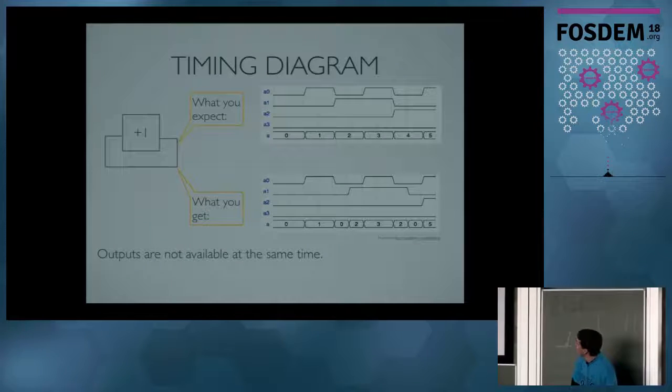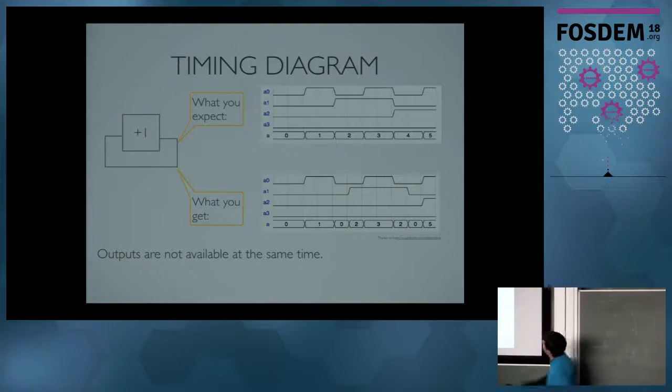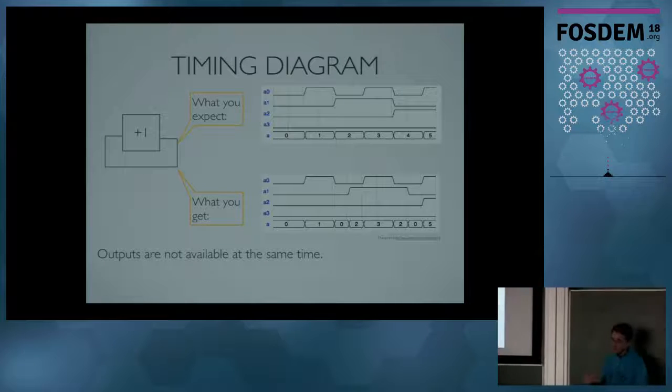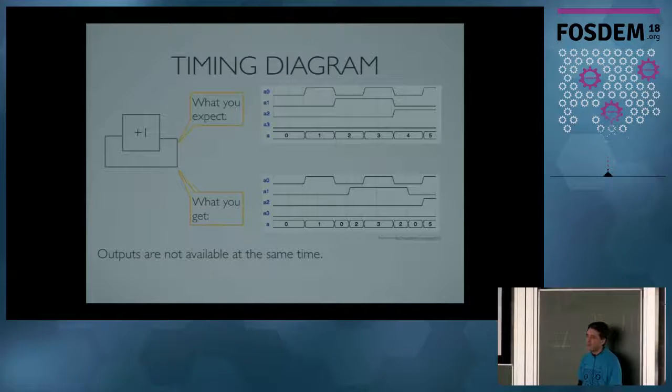So for example, you may get the sum before the carry. And if you re-inject the output directly to the input, it will compute something that is not correct, because it will use the real sum, but the wrong carry. So at the end, you will get something that is completely wrong and completely unstable.